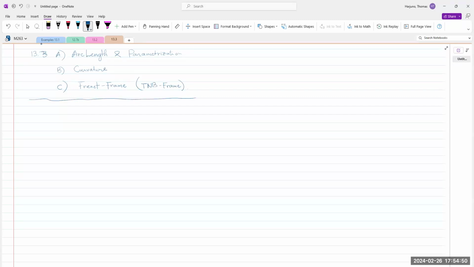Okay, I believe I can finish part A very well, and then I can go over a bit of the parameterization, and then I think from there I will go to curvature. Now the TNB frame, I may leave it till the next meeting.